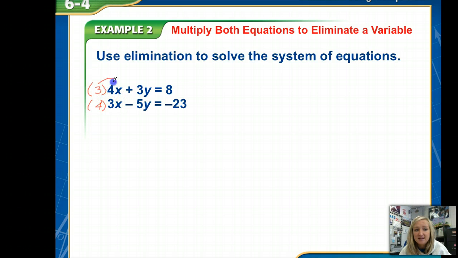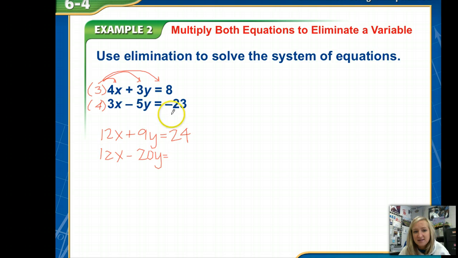And what happens is, when I multiply everything by 3, I get 12x plus 9y equals 24. Again, these two lines are exactly the same. I have not changed anything. My bottom equation becomes 12x minus 20y equals, let's see, 25 minus 2, 4, 6, 8, 100 minus 8 is 92, negative 92. Hopefully I did my math right.